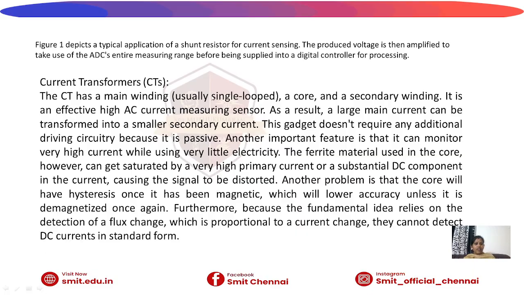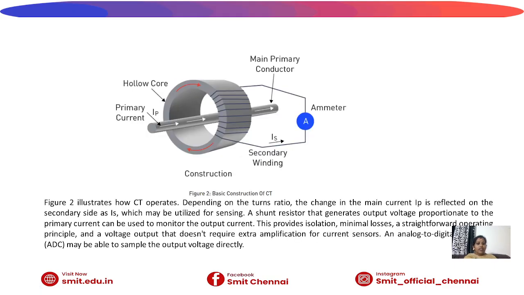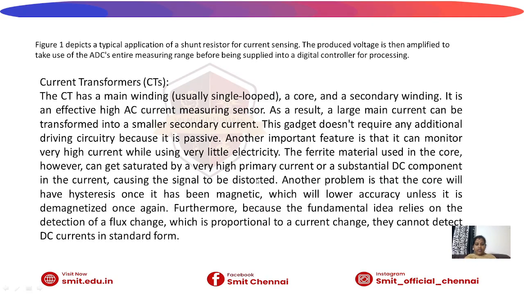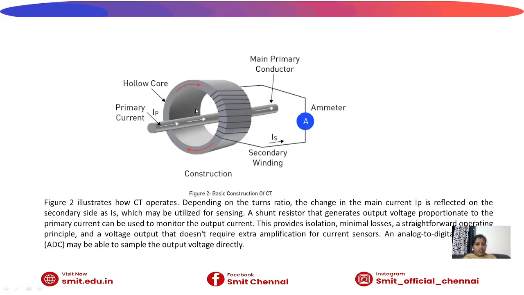Next one is the current transformer. The current transformer is also a current sensor. It has a main winding, a core, and a secondary winding. It's an effective AC current measuring sensor. Here is the basic construction of a current transformer. This is the hollow core, this is the primary current IP, this is the main primary conductor, and these two lines are the copper winding, which is the secondary winding.